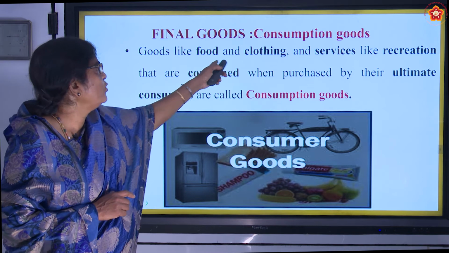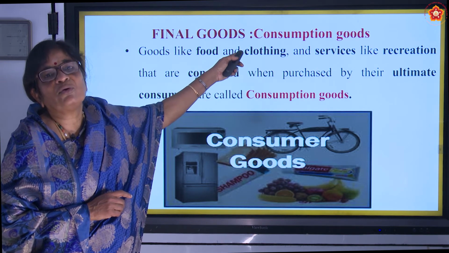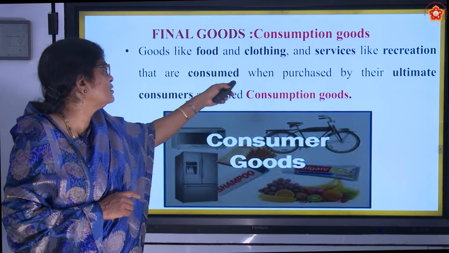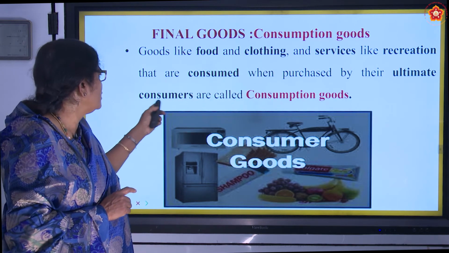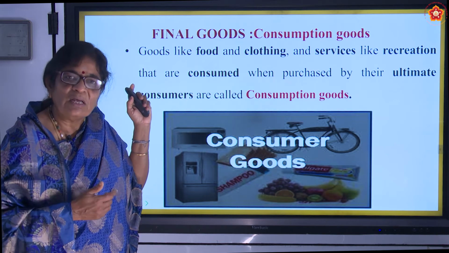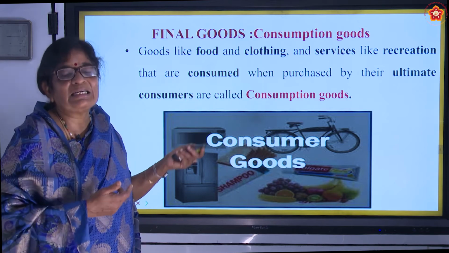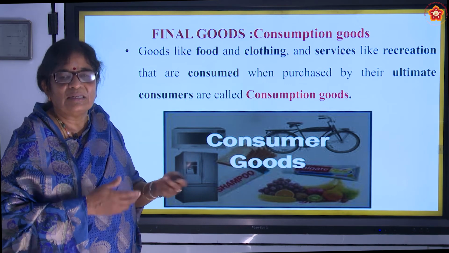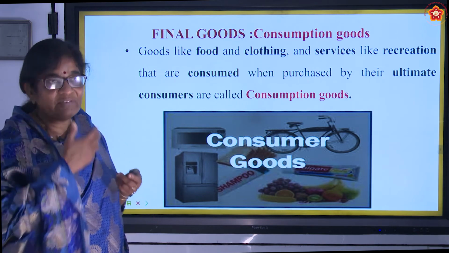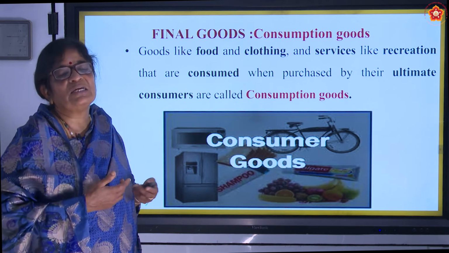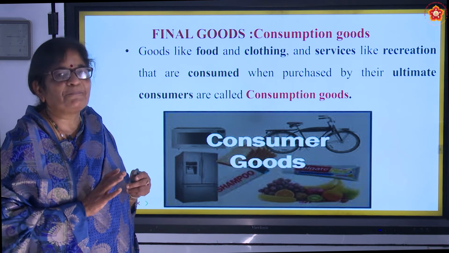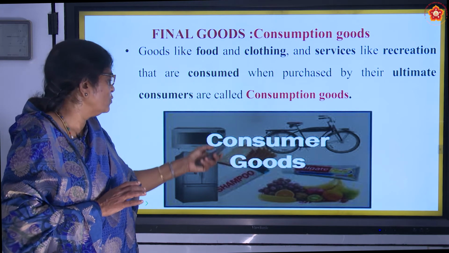Therefore, food and clothing are examples of non-durable consumer goods or consumption goods. And services like recreation, consumed when purchased by the ultimate consumers, are called consumption goods. But what do you mean by recreation? We go to a waterfall, a scenery, and we enjoy that recreation, that waterfall. It gives us happiness when we watch and observe it. It is ultimately consumed by the particular consumer immediately. These are called consumption goods.